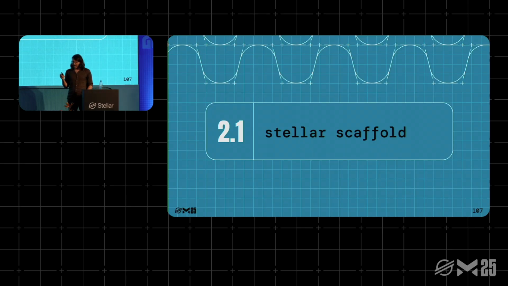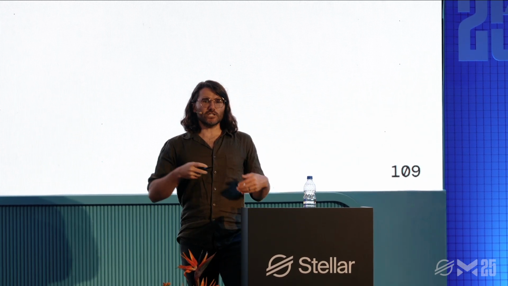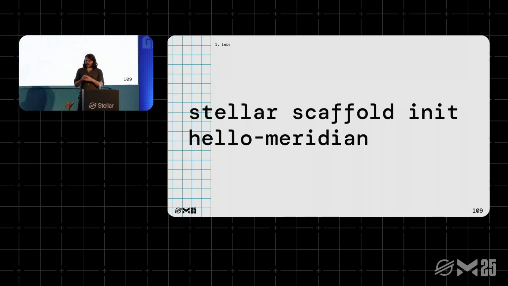Starting with Stellar Scaffold, you can install it with cargo install, Stellar Scaffold CLI. And then you can initialize a new project, call it Hello Meridian. This talk is going to be going through some upcoming features. This init command is basically just doing a git clone and then removing git.